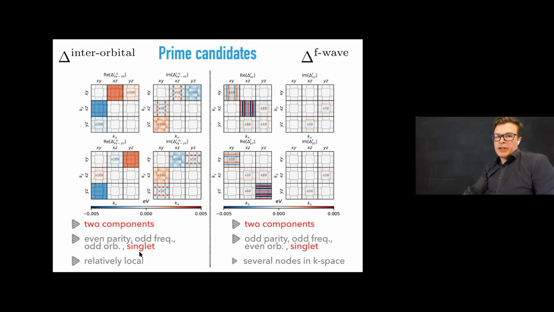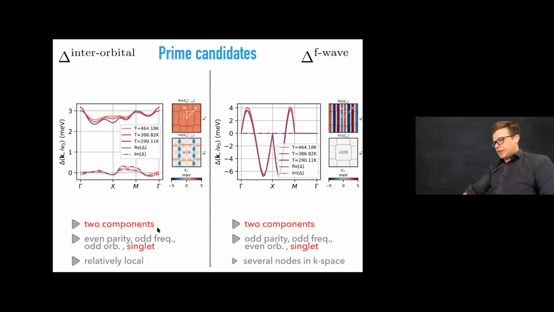They are even in parity. Curiously, they are odd in the Matsubara frequencies. Oh, sorry, I said something wrong. So the interorbital is actually even in parity, while the F-wave, as the name suggests, is odd in parity. However, they switch the symmetry: the interorbital is actually odd in the orbital symmetry, and the F-wave, as an orbital diagonal one, is even in the orbital index. Both are singlets, but what distinguishes them also is that the interorbital seems to be very local. Look at the k dependence; it's very small, while the F-wave here has several nodes.